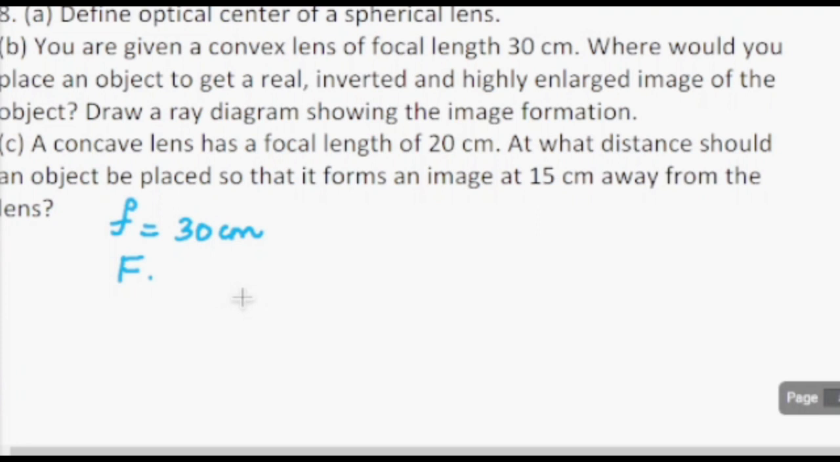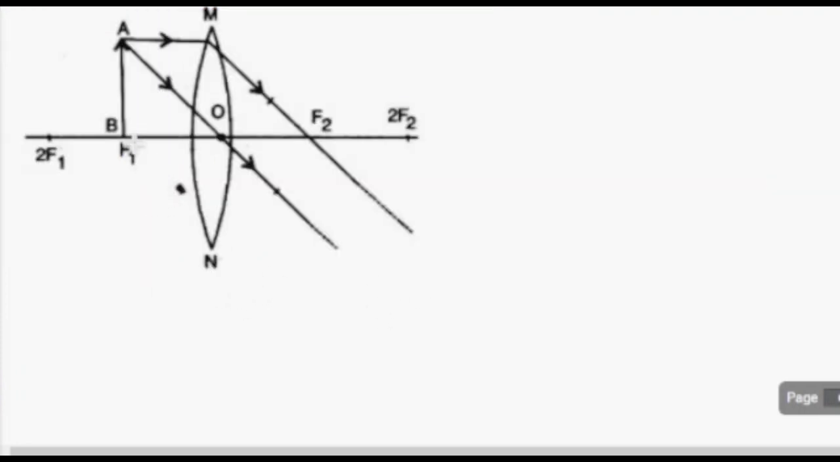Then we have to show the ray diagram. Here you can see the ray diagram. When we keep the object at the focus, you can see that it is a highly enlarged image, real and inverted.